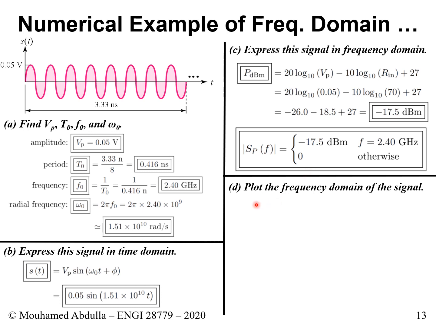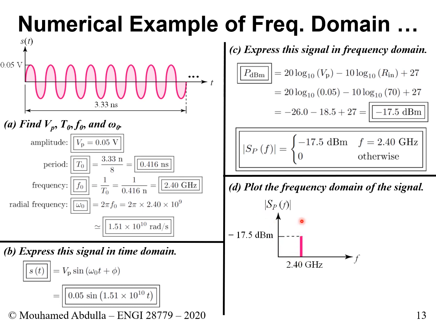So now we move on to the next question. It says, now that you have an expression of your signal in the frequency domain, can you plot it graphically? Plot the frequency domain of the signal graphically, and let's see how it is. So we do it, and this is what we get. It's just a spike at 2.4 gigahertz. This is a frequency domain plot. On the x-axis, you have your frequency. On the y-axis, you have your value for the power in dBm.